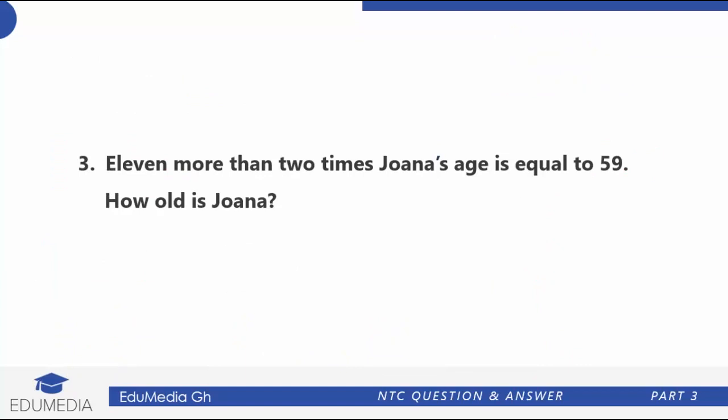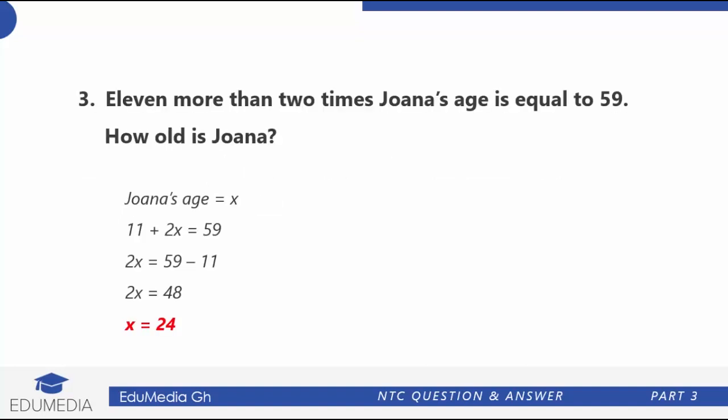The third question says 11 more than 2 times Joanna's age is equal to 59. How old is Joanna? Just the same as the first question that we did, which was about the capacity of the tank, we don't know Joanna's age, and that is what we are looking for. So I use a variable here, x, to indicate Joanna's age, since I don't know it. Now I'm going to form an equation around this variable.